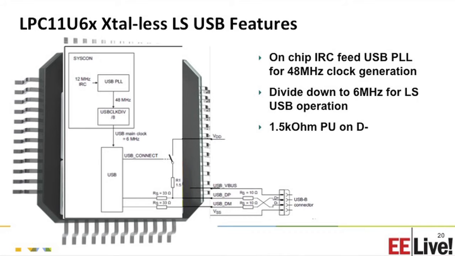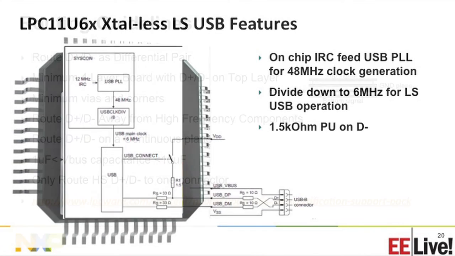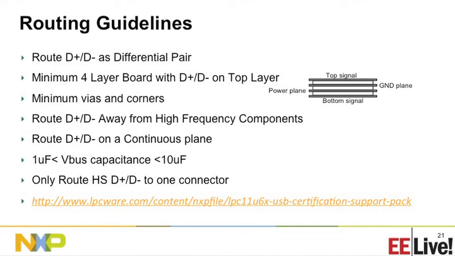So here is our Xtal-less low-speed USB feature. Basically, we use the internal IRC to feed the USB PHY, bump up to 48 MHz, and then divide down to get the 6 MHz for the low-speed operation. Notice that for the low-speed operation, we need the 1.5 kilo ohm pull-up on the D- line. Here is a cross to show that the pull-up is on the D- line. We also provide some guidelines for the USB signal routing, which you can get from the link below.